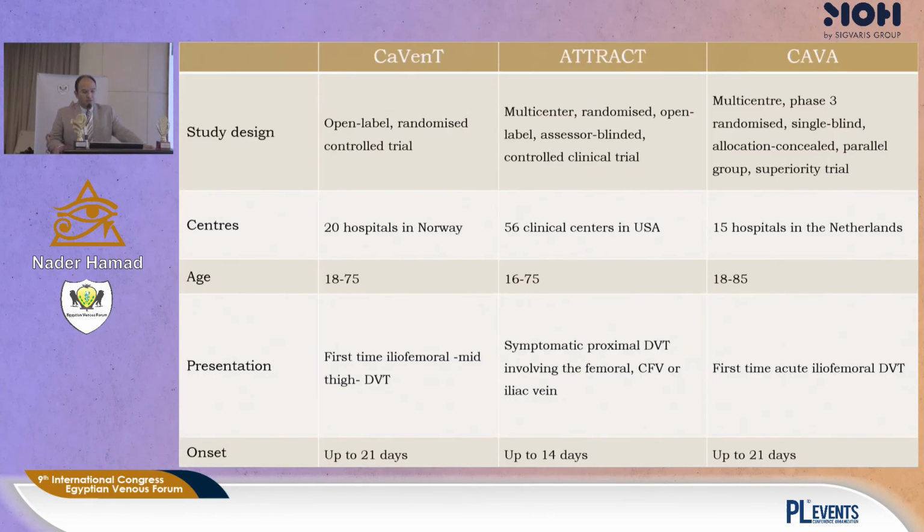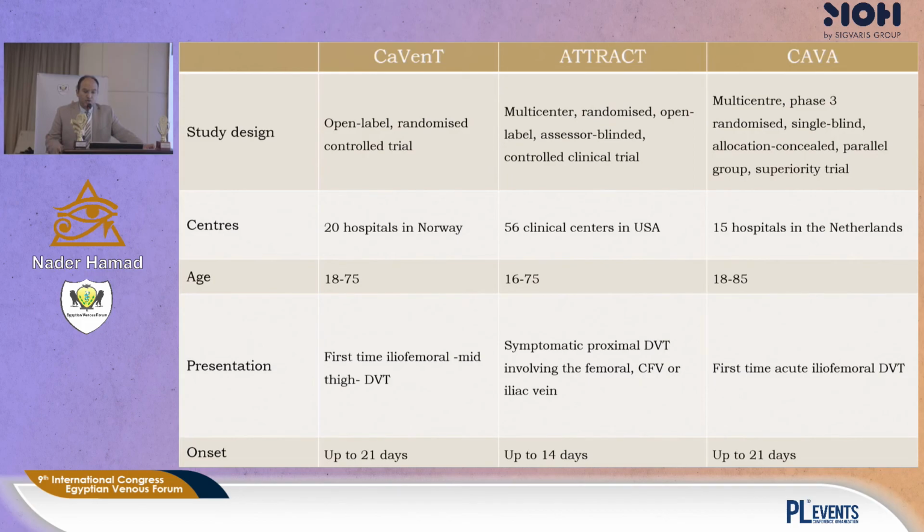Just to know, the CAVENT trial was done in 20 hospitals, and they included all the patients from 18 to 75 years of age and included only iliofemoral DVT. They included patients who presented within the first 21 days from symptoms. The ATTRACT trial was similar, but was done in the States, while CAVENT was in Norway, and included almost the same age group of patients and included symptoms within 14 days.